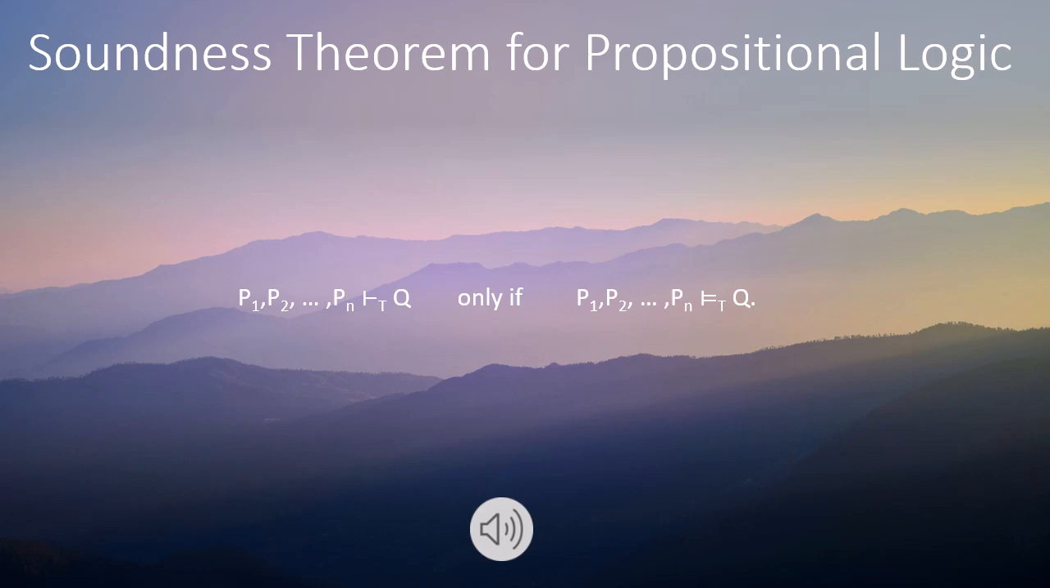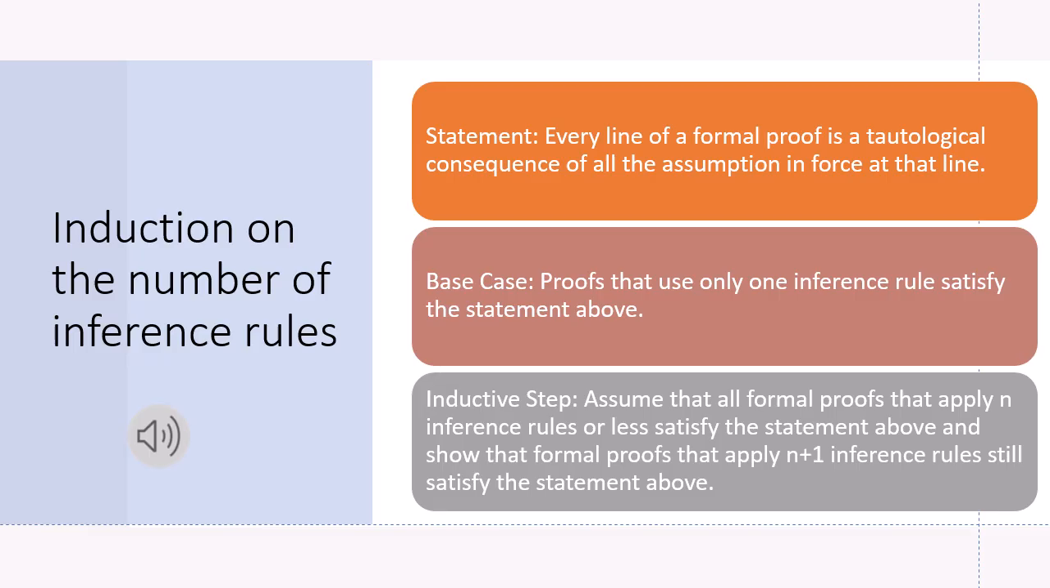And again, these subscripts of a T on these turnstiles just mean that we're only allowed to use the elimination and introduction rules for our truth functional connectives and not the introduction and elimination rules for equality. The method for proving the soundness theorem is via mathematical induction. Here we'll do mathematical induction on the number of inference rules that we apply in our formal proof.